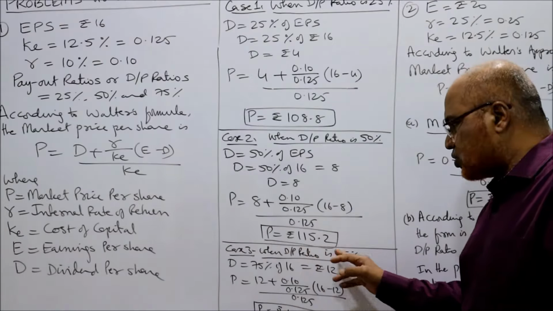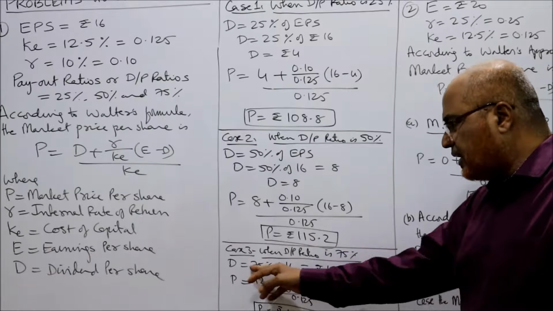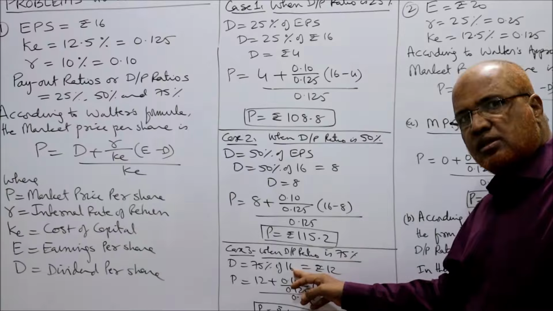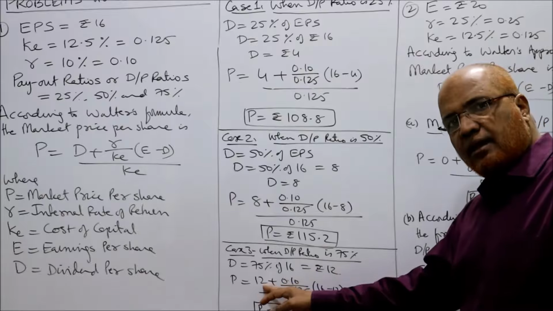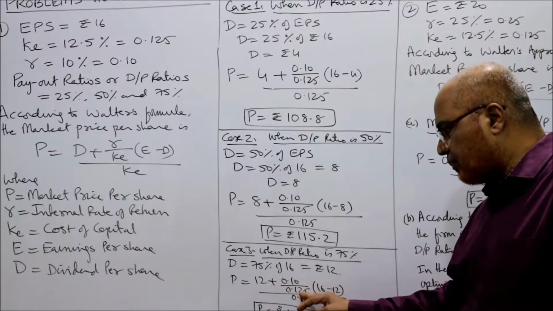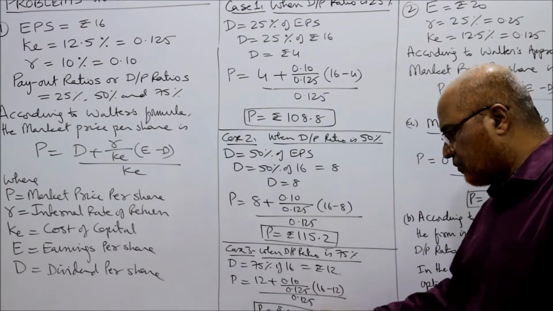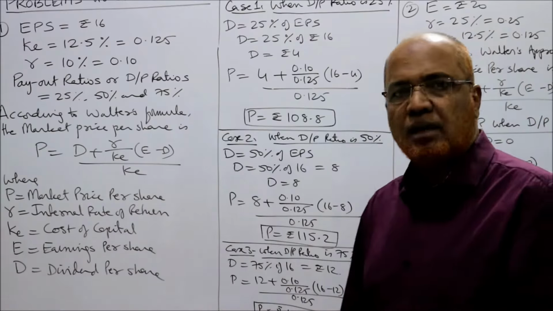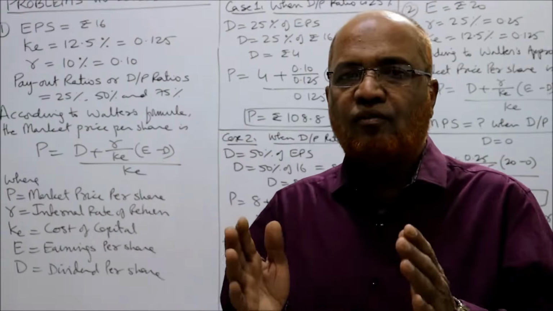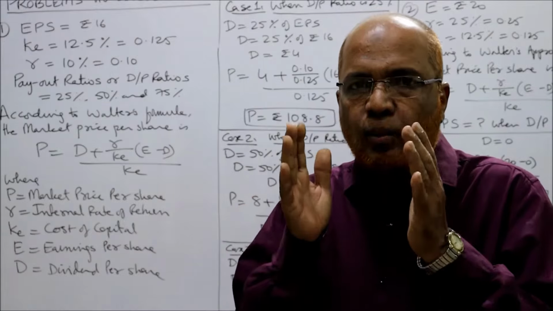Similarly, when DP ratio is 75%, तो dividend is 75% of 16 rupees. 16 rupees का 75% 12 rupees. अब D के प्लेस पर 12 ले लेंगे. 12 plus 0.10 divided by 0.125 into 16 minus 12 by 0.125. 121.6. Completed. Answer completed.